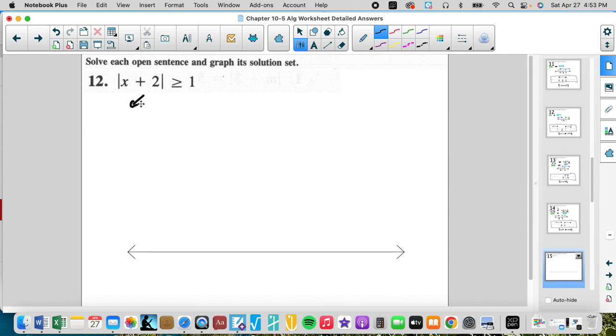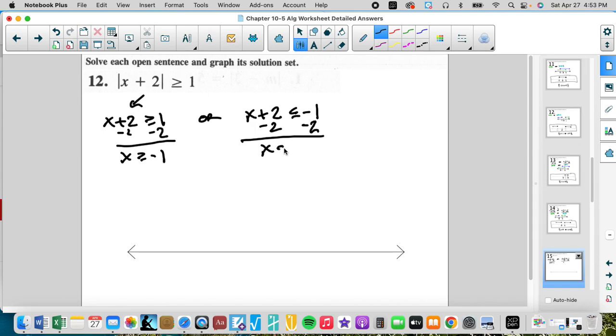Keep going. X plus 2 is greater than or equal to 1, or x plus 2 is less than or equal to negative 1. Minus 2, minus 2. X is greater than or equal to negative 1. Minus 2, minus 2. X is less than or equal to negative 3. We get the or, and we get that.